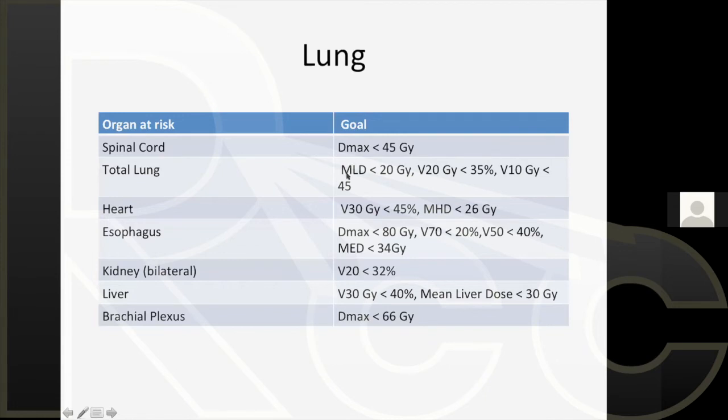The mean lung dose should be less than 20 gray. V20 gray should be less than 35%, and V10 should be 45 gray. I think this is probably the most important thing, and what we look at more than anything else when we're treating lung is the total lung dose. And then of course kidney, which we didn't talk about, which is pretty much standard. V20 should be less than 32%.